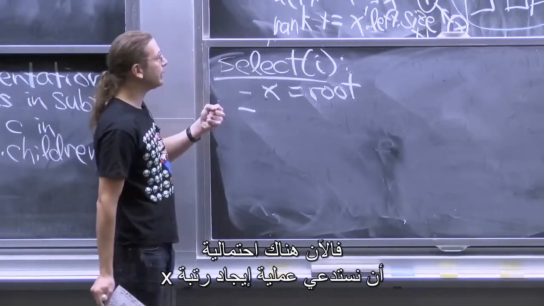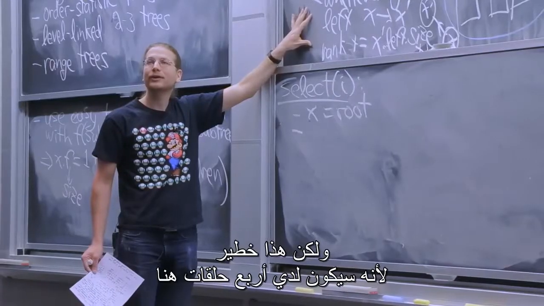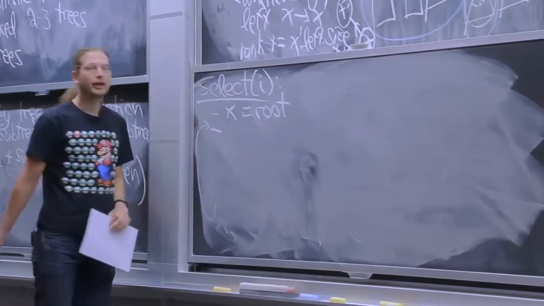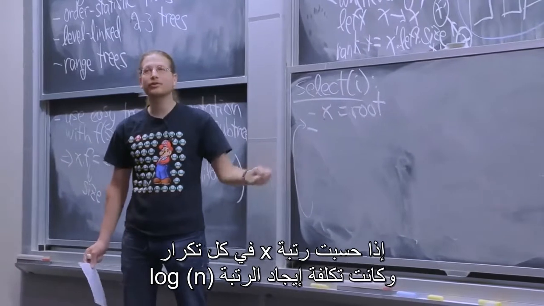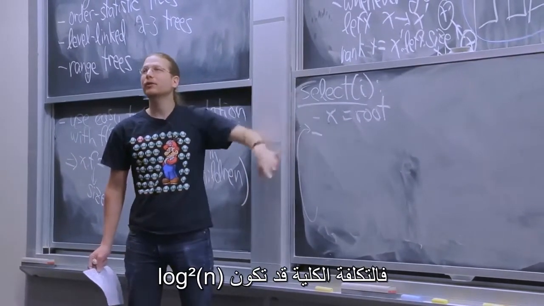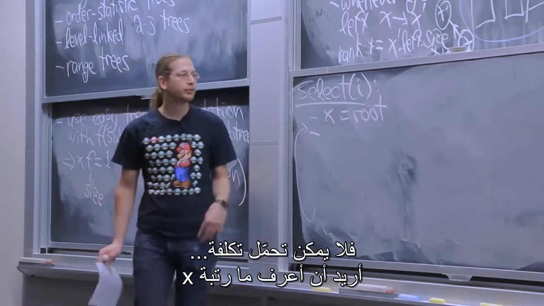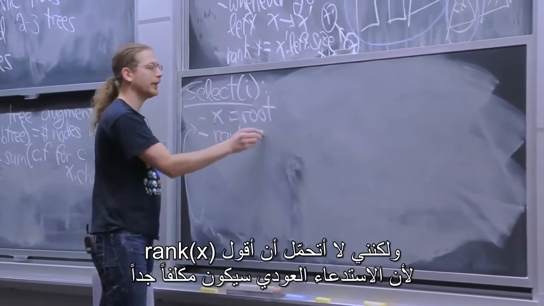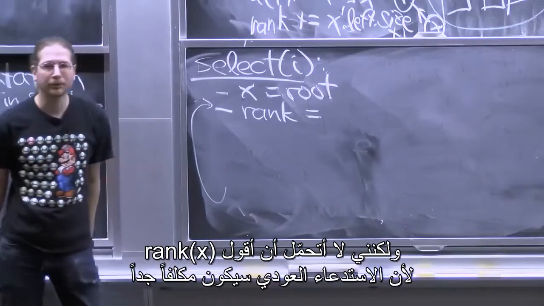Now, one possibility is we call rank of x to find the rank of x. But that's dangerous, because I'm going to have a for loop here, and it's going to take log n iterations. If at every iteration I'm computing rank of x, and rank costs log n, then overall cost might be log squared n. So I can't afford to say rank open paren x, because that recursive call will be too expensive.